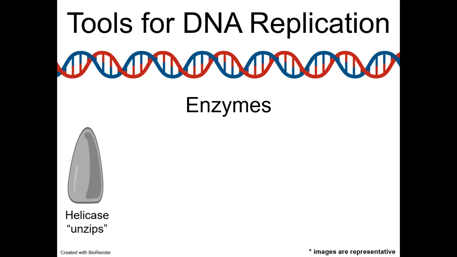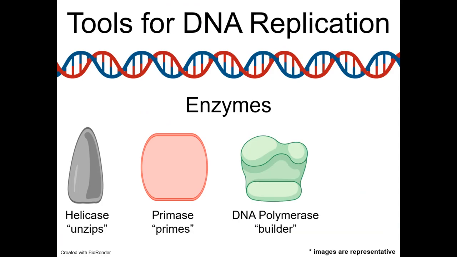Our first enzyme is helicase, which unzips the DNA. Primase primes the initiation point. Helicase and primase together form a primosome, unzipping and priming at the same time. DNA polymerase builds the complementary strand of DNA. And lastly, ligase fills in the gaps within the lagging strand.